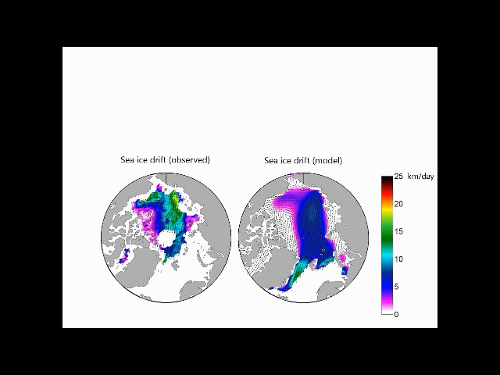That was drifting too slowly. So you can see on the left, it's the motion of the ice as observed from a satellite, and on the right we have the motion of the ice simulated by the model, and with the default parameter values, the model was on average too slow.